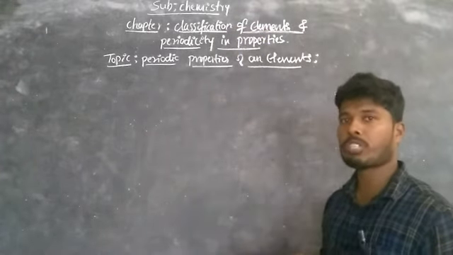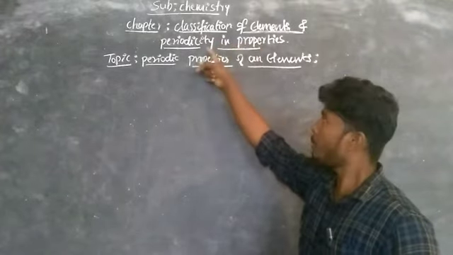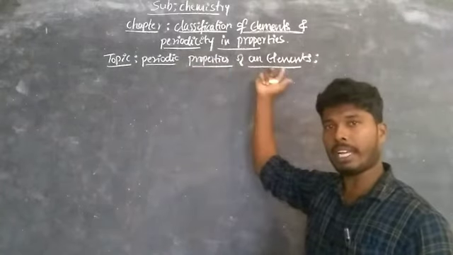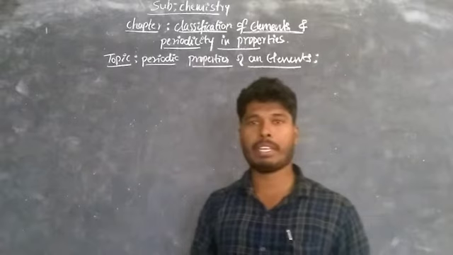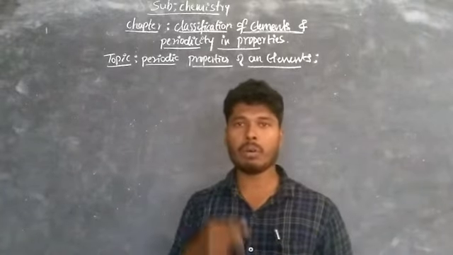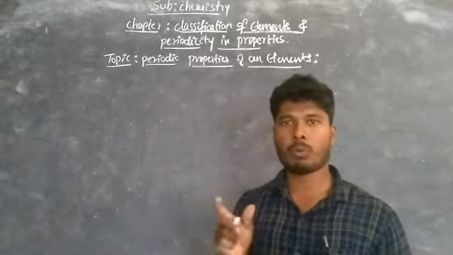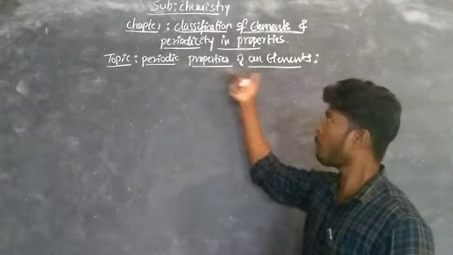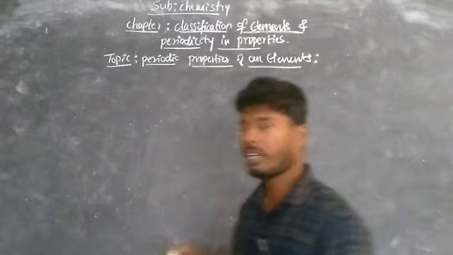Now we are moving to study periodicity in properties, that is, the periodic properties of an element. You know the elements are classified into S, P, D and F block elements. Now we are learning what the properties of those block elements are. There are some common properties, and those we study under the periodic properties of elements. Now the first one is atomic radius.